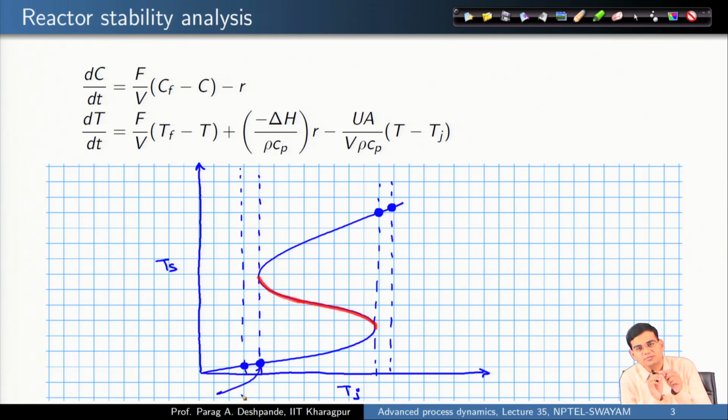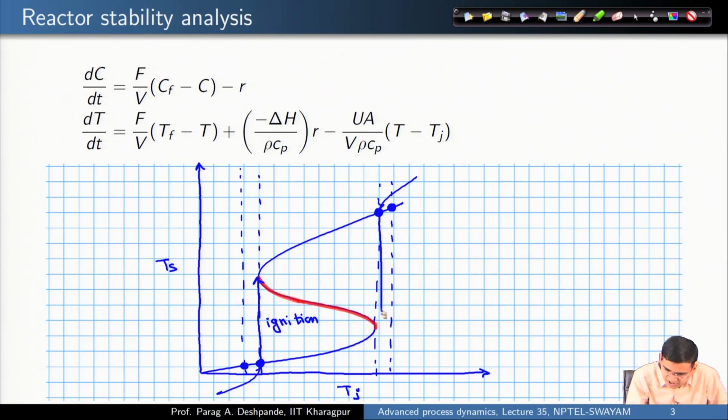Similarly, if I start from a lower temperature and go, you end up here. So, this process of going up is called ignition, because now you are not able to control your temperature, the temperature is automatically going up because you are in the unstable region. So, this process is called ignition, and this process of coming down is called extinction. So, you see an ignition extinction behavior in case of this adiabatic operation.